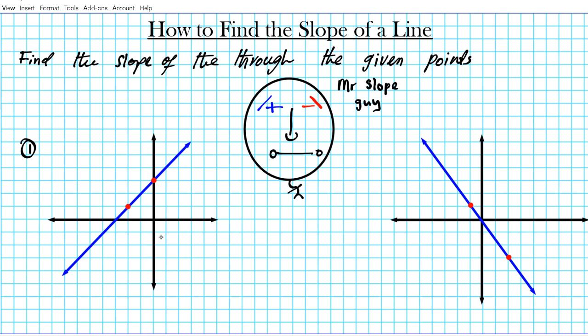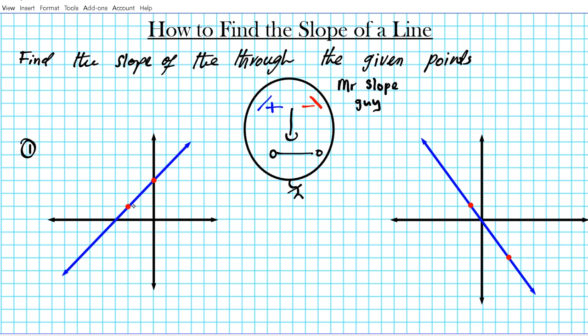All right, so if we take a look at number 1, you notice that the line is going up from left to right, which shows that the answer is going to be positive. Very important. So let's use our slope triangle to figure out what the slope of this line is.